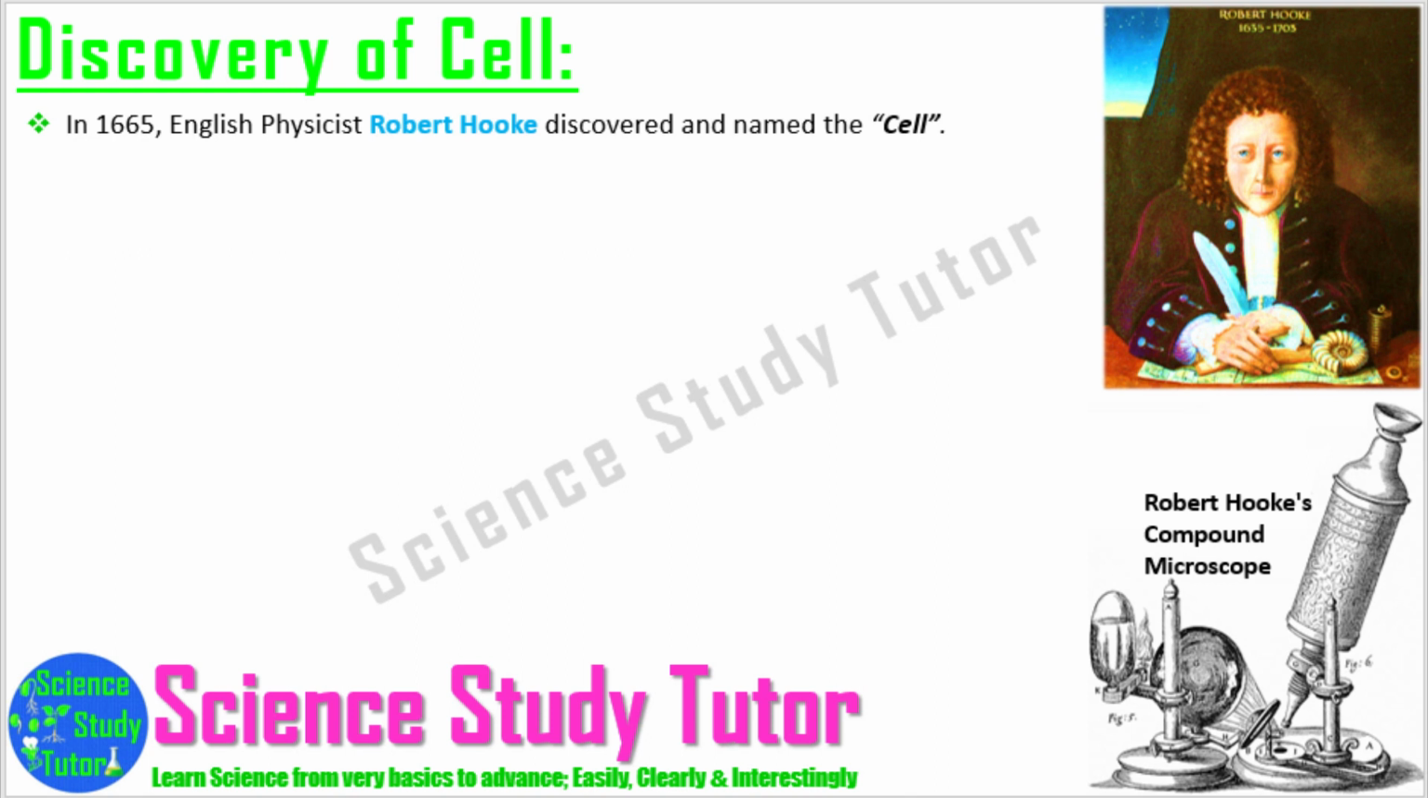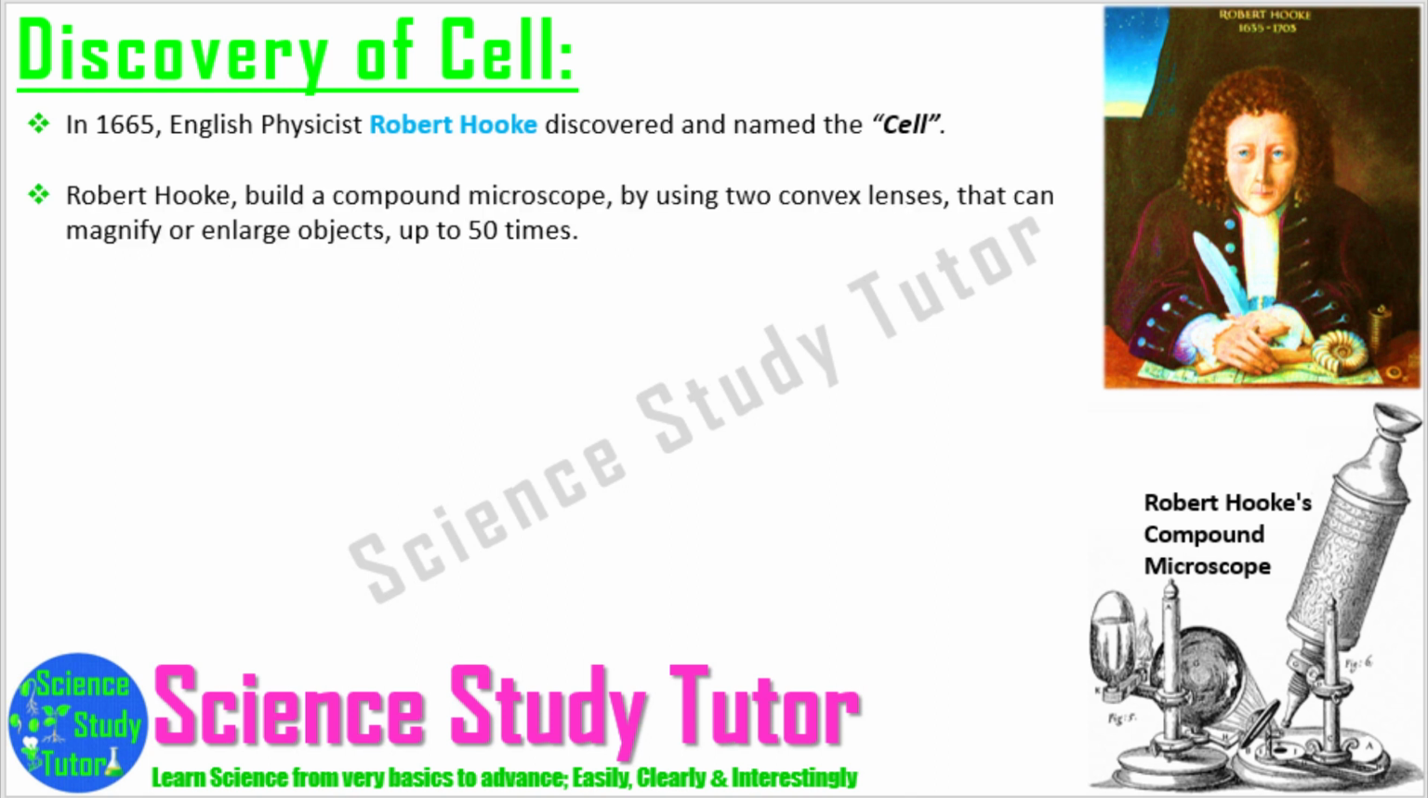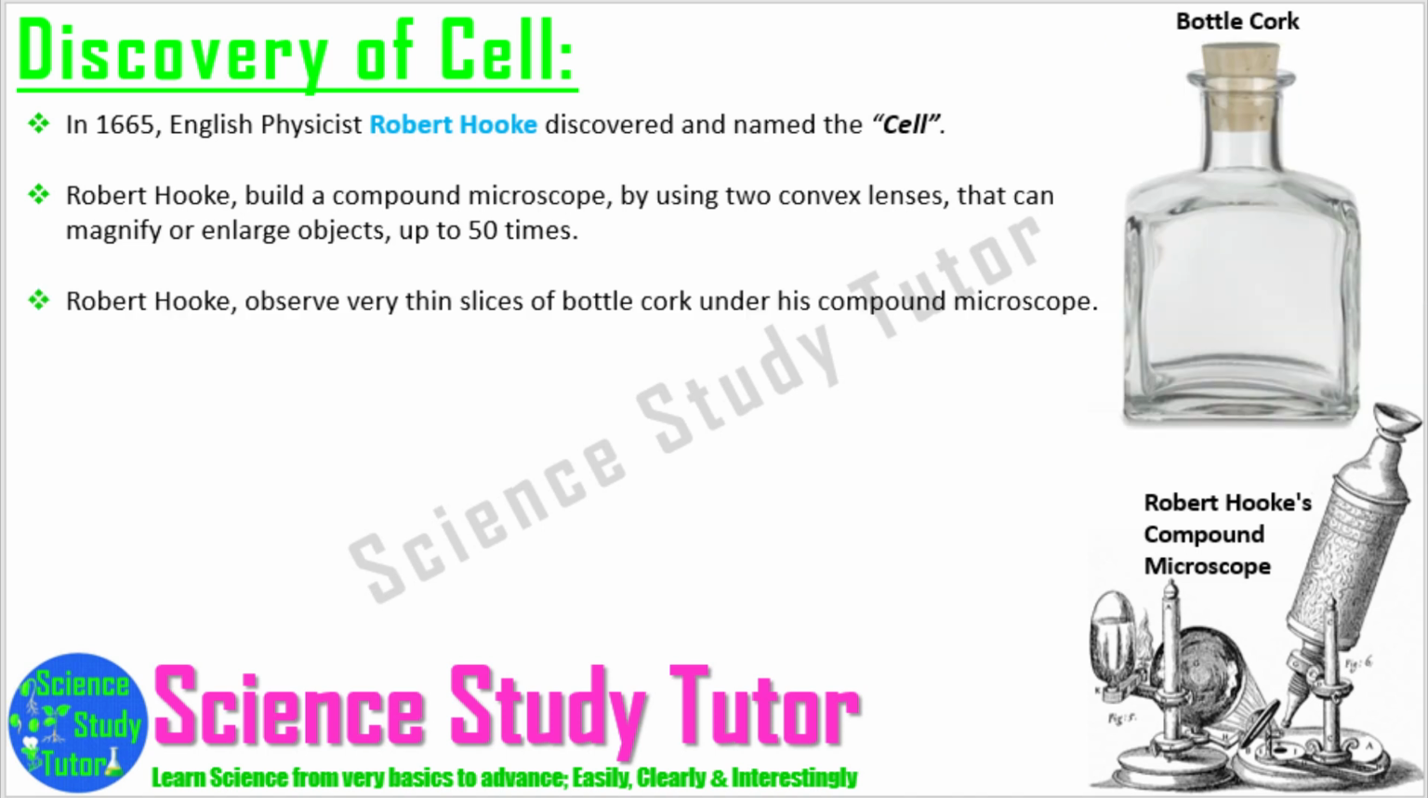In 1665, English physicist Robert Hooke discovered and named the cell. Robert Hooke built a compound microscope by using two convex lenses which can magnify or enlarge objects up to 50 times. Robert Hooke observed very thin slices of bottle cork under his compound microscope.